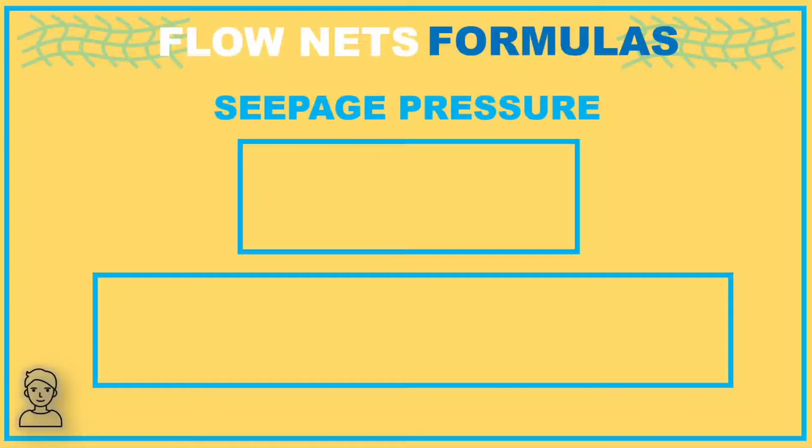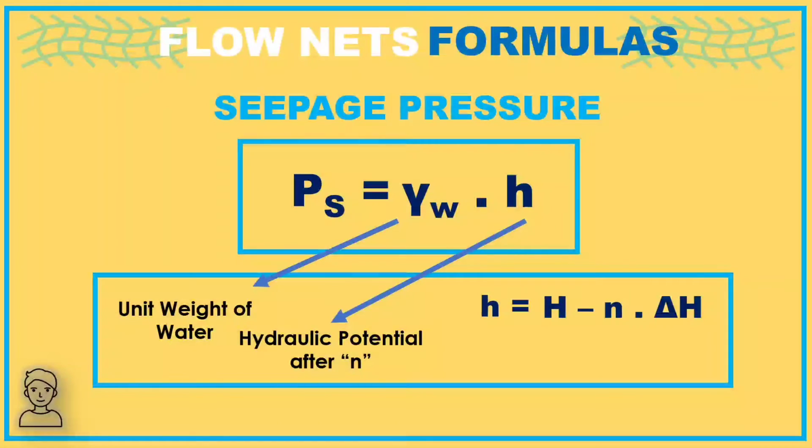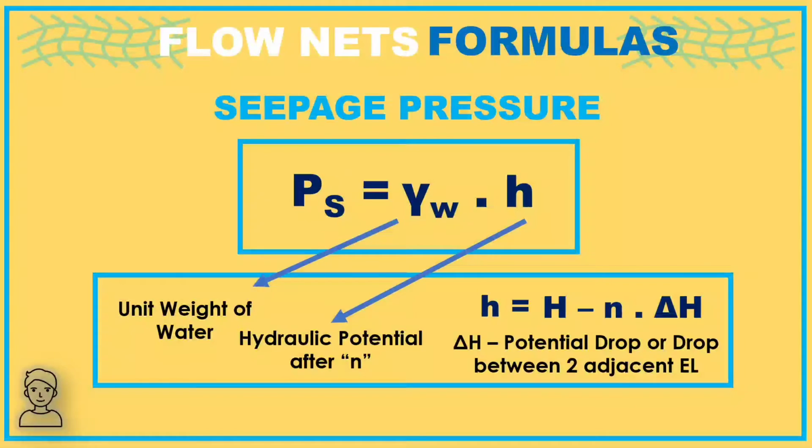The seepage pressure. Seepage pressure at any point is determined by using the below-mentioned formula, denoted by the capital letter P sub S, is equal to gamma sub W multiplied by h, in which gamma sub W represents the unit weight of the water and the small letter h represents the hydraulic potential after N, where small letter h is equal to the capital letter H minus N multiplied by delta H, wherein delta H is the potential drop between two adjacent equipotential lines.